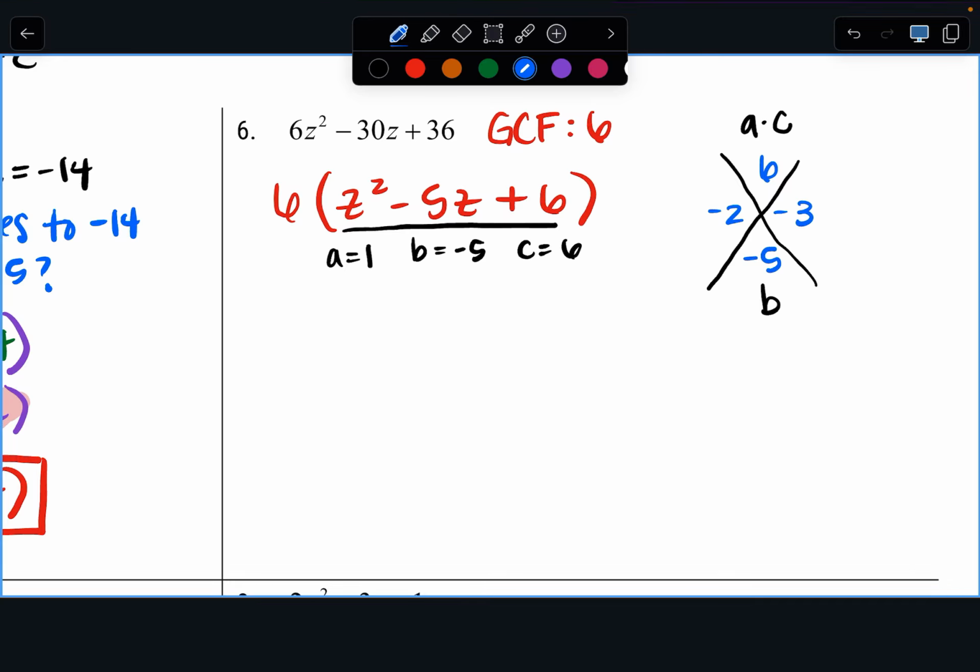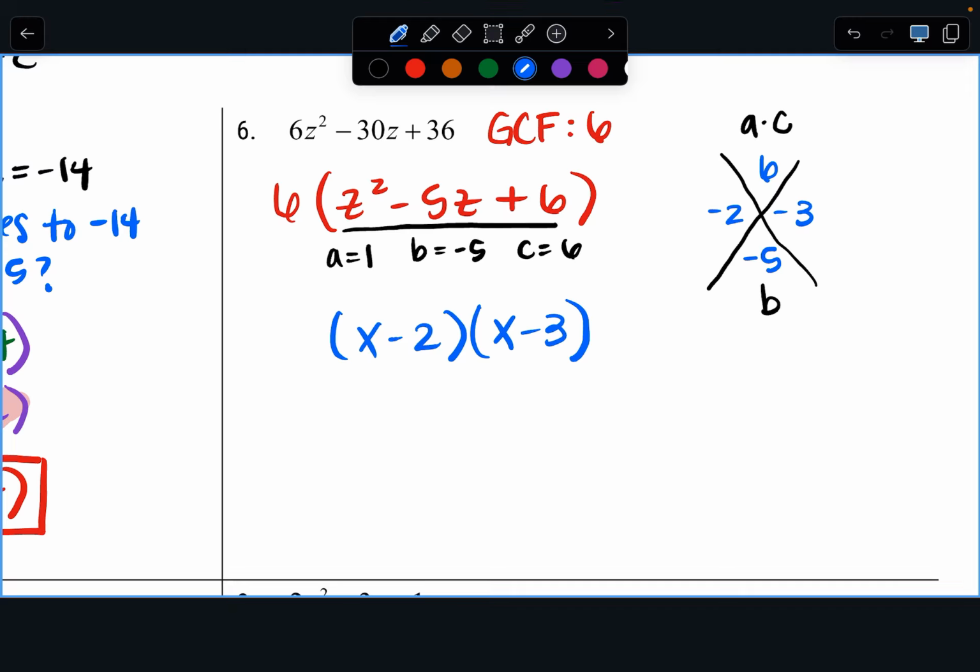What is A? What is C? 1 times 6, 6. Okay. Now, A is equal to 1. So can I use the shortcut? Yes. What is the shortcut? X minus 2, X minus 3.